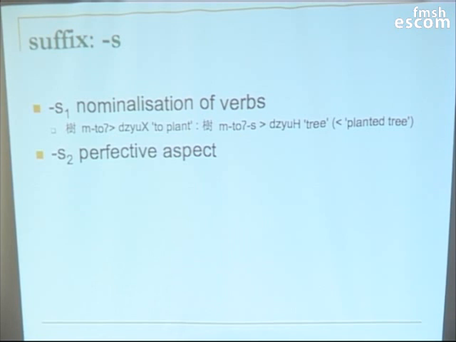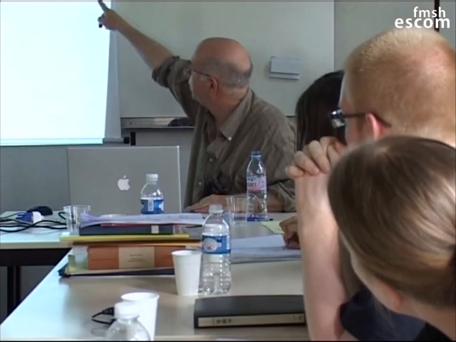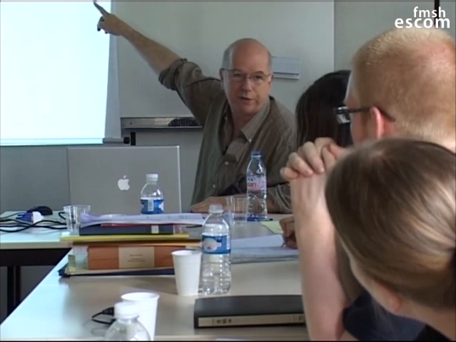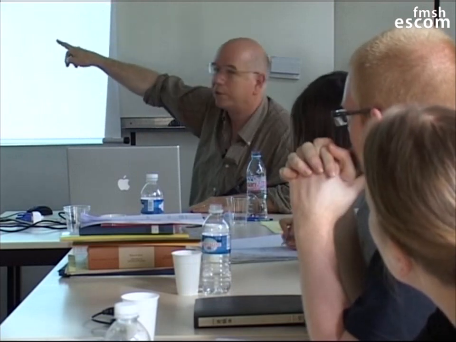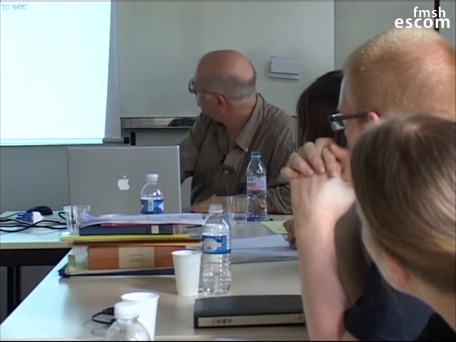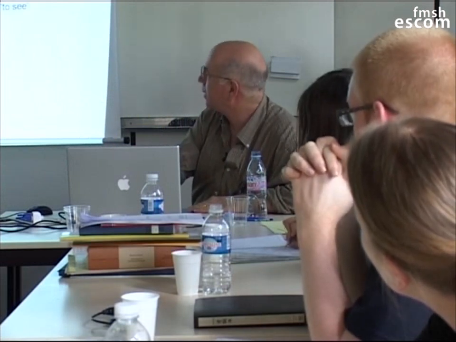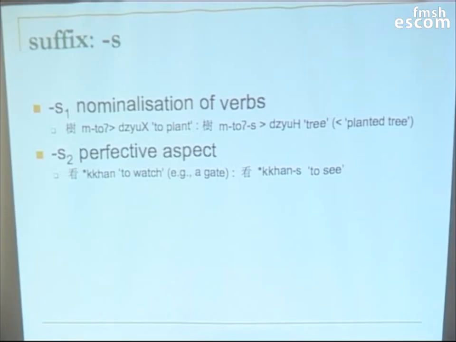There is a perfective function of the S suffix. By the way, the first one is found in Tibeto-Burman languages. The second one, perfective, is also found. For instance, you have a verb can, to watch. It's imperfective. You watch a gate. You watch for something to happen, but the thing hasn't happened yet. And can, you see. And in order to see it, it must have happened. Okay.